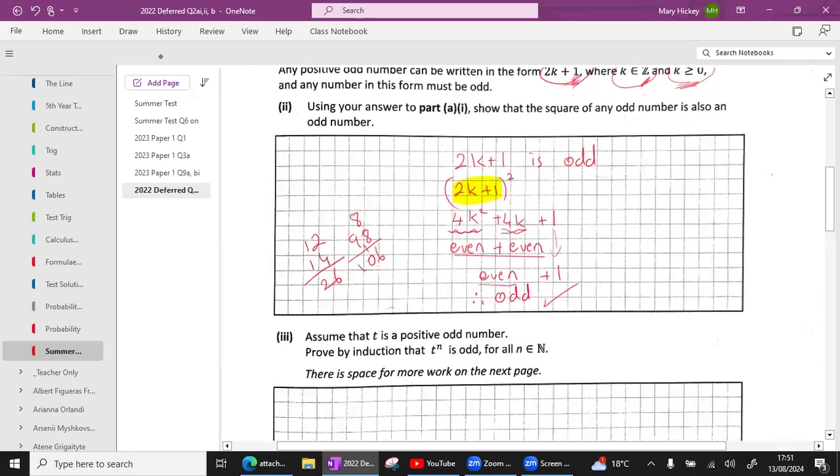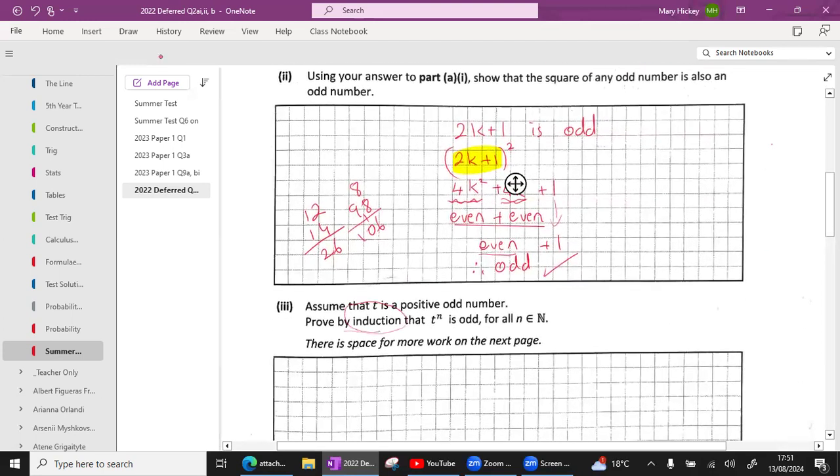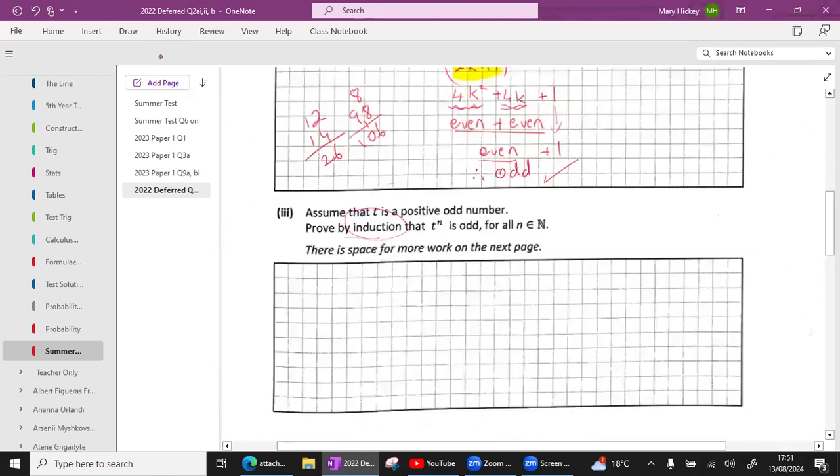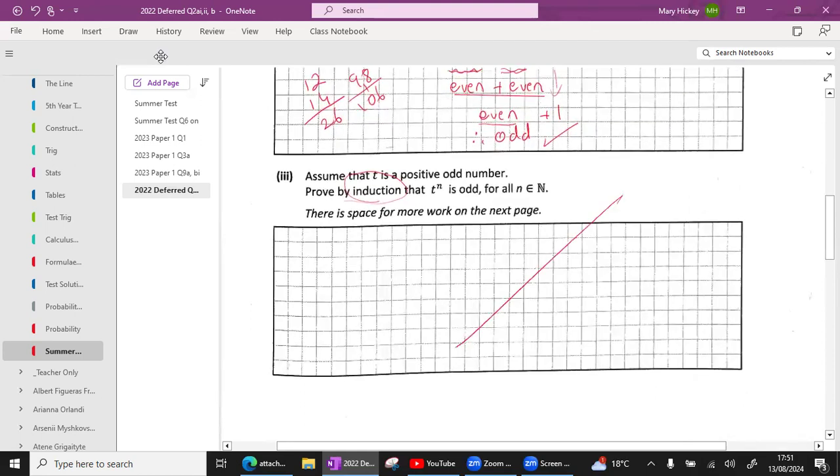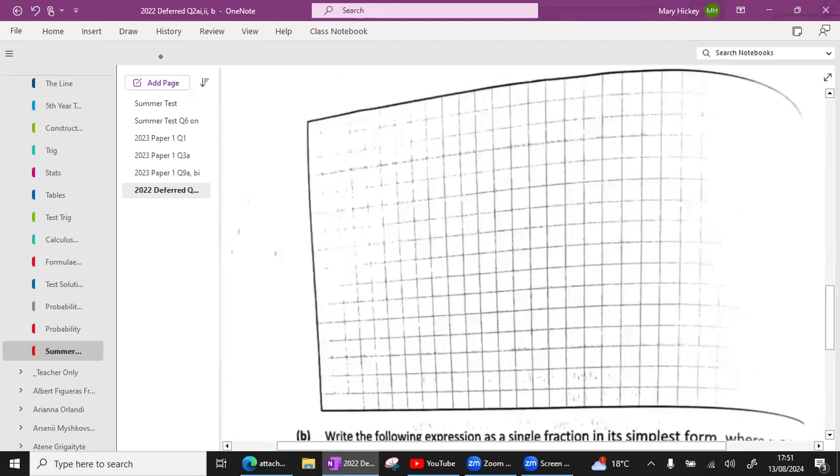Part 3 we can't do because you're asked to prove by induction. I haven't taught you that yet. So we're going to skip, just cross that out for the moment. We're going to skip part 3. We haven't covered it yet.